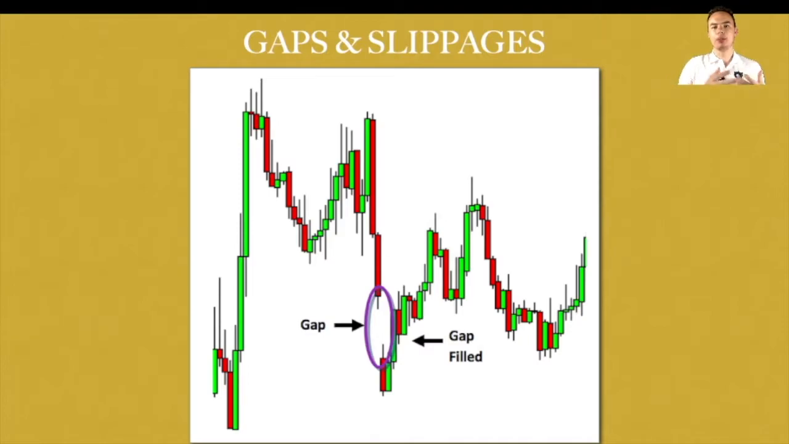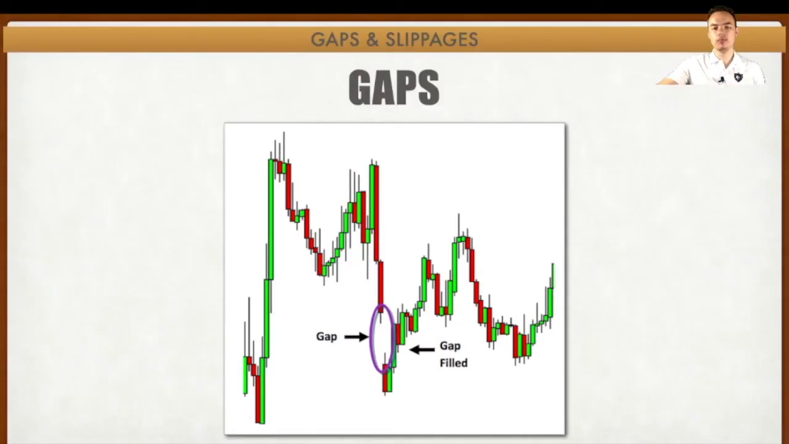In this lesson, I'm going to share with you two things that you will eventually start to notice happen in the market on the chart. This is gaps and slippages. Now, I first want to go through gaps. Now, as you can see, a gap is a gap in the market.